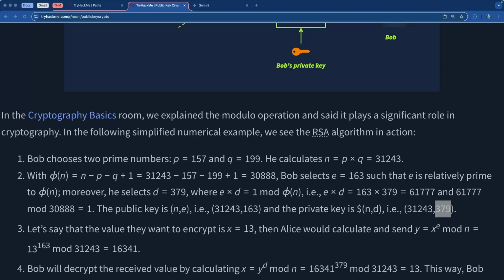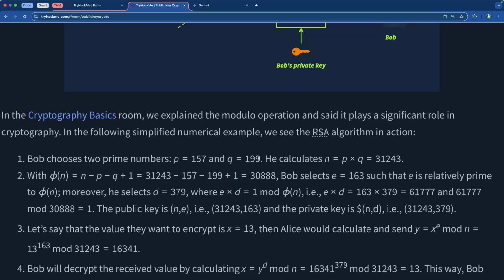I see. So this is where this piece comes in right here. 6177 mod 30888 equals 1. And the public key is now this, and the private key is now this. And this is the part where I kind of skipped because I didn't know what I was talking about. So he selects D as being 379.